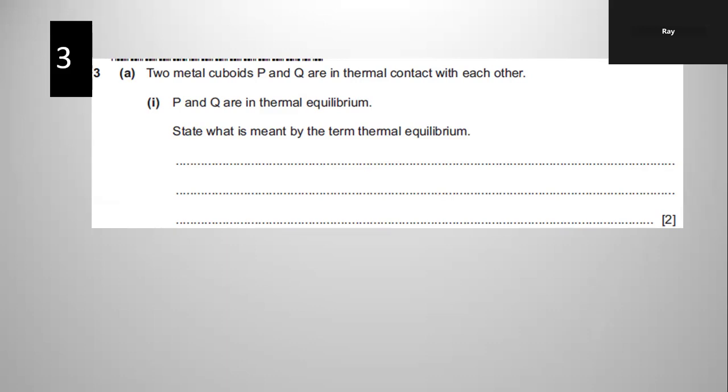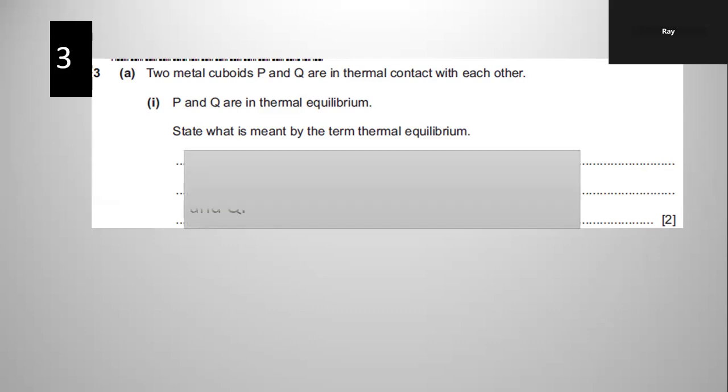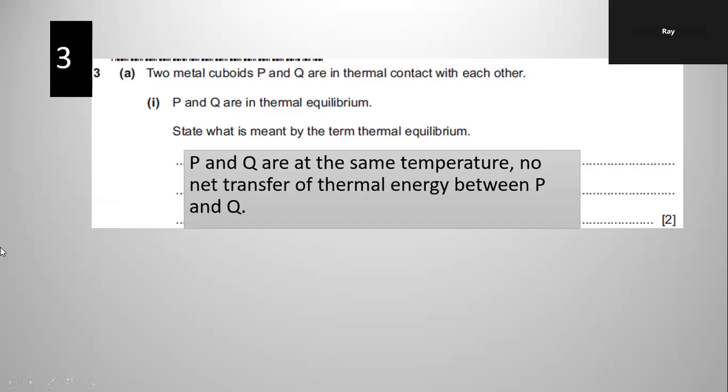The other point is both cuboids are the same temperature at the end. P and Q are at the same temperature. Thermal equilibrium means same temperature, so there is no net transfer of thermal energy between P and Q.